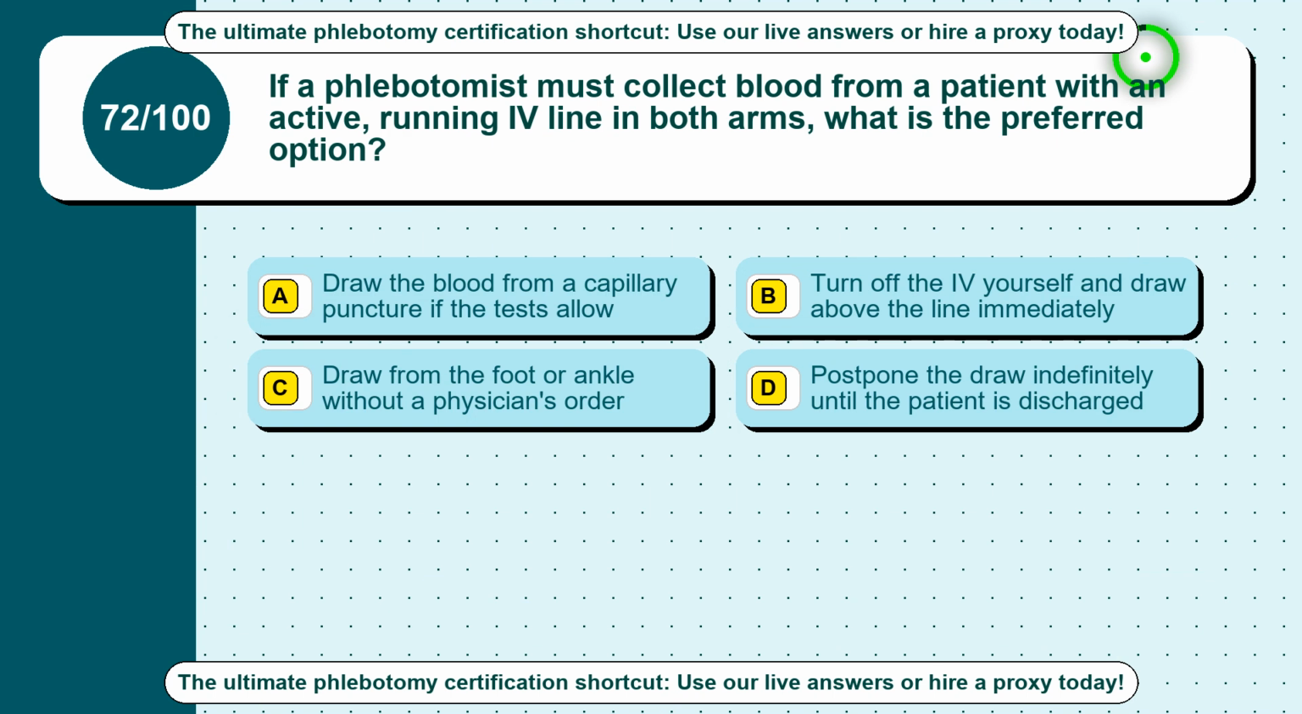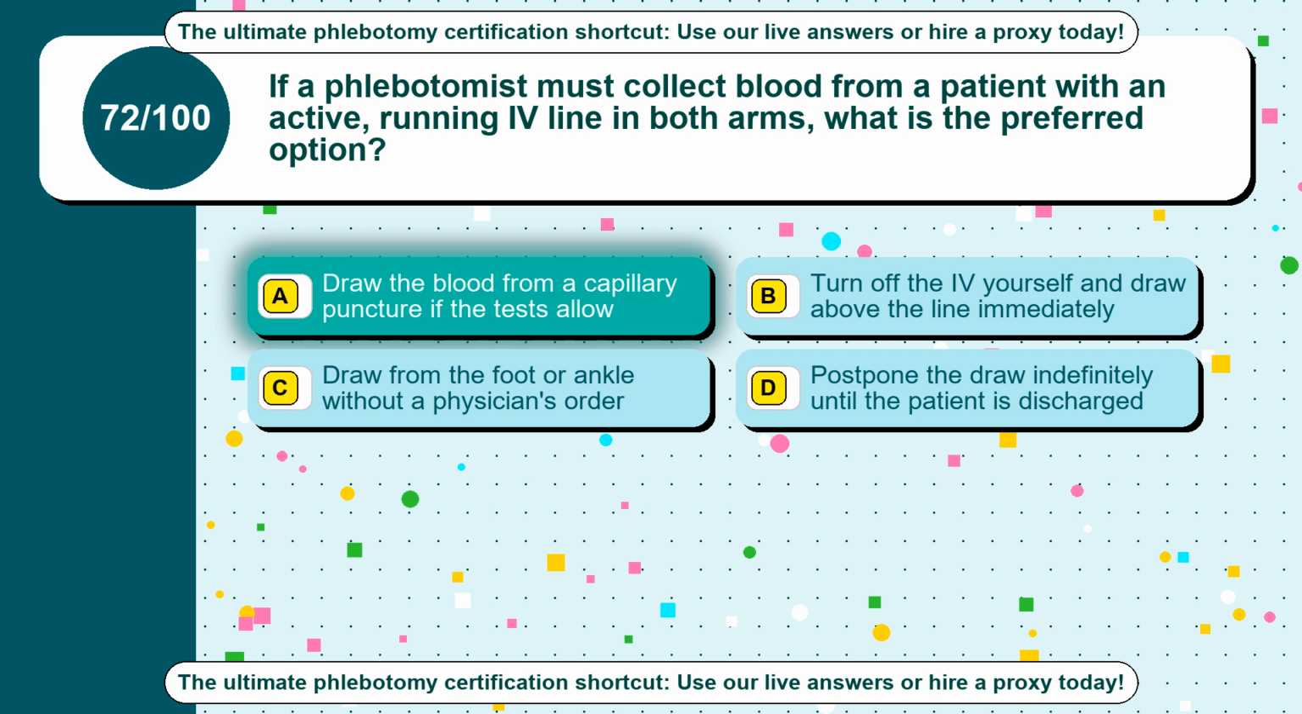Question 72. If a phlebotomist must collect blood from a patient with an active, running line in both arms, what is the preferred option? Option A. Draw the blood from a capillary puncture if the tests allow. Option B. Turn off the IV yourself and draw above the line immediately. Option C. Draw from the foot or ankle without a physician's order. Option D. Postpone the draw indefinitely until the patient is discharged. The correct answer is option A.